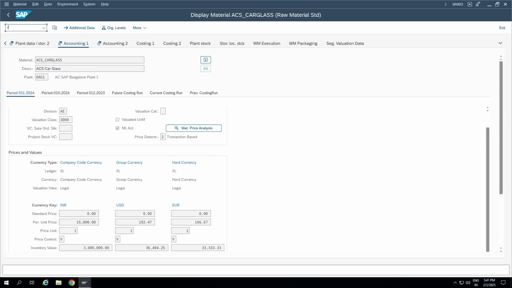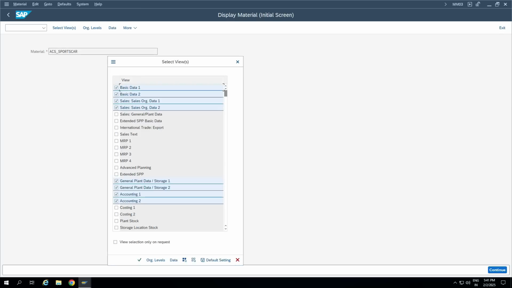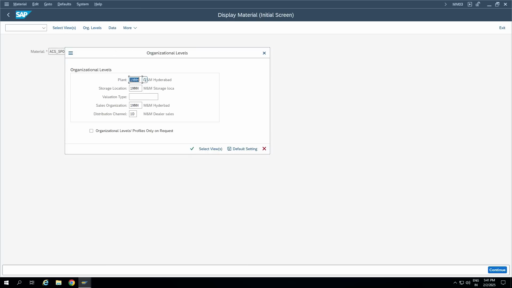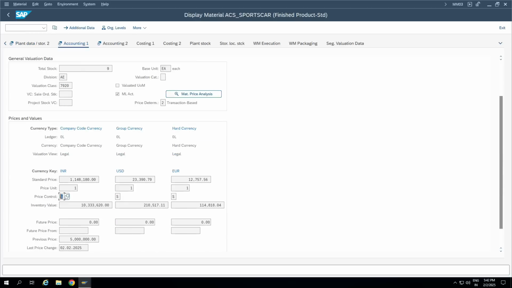Now we'll take one more material. I have another material which is having a standard price, and let us see what happens if I procure a material which is having a standard price. So this is the material. I'll go to the accounting 1 tab now. Here it is having a price control of S and the value is 1148180. So it is a very different number, but I am not going to procure at this value. Maybe I'm going to procure at this value. I'll take it as 5 million. So somewhere around 1.14 million, but I'll procure it at 5 million.